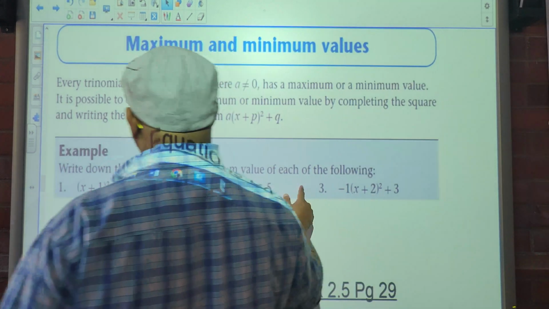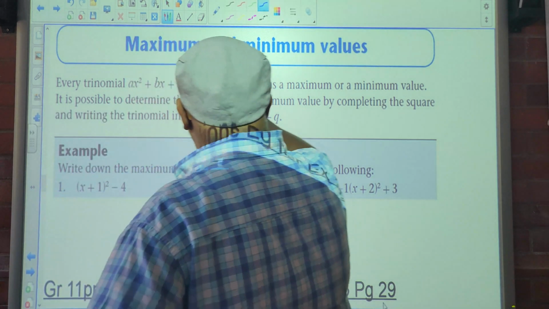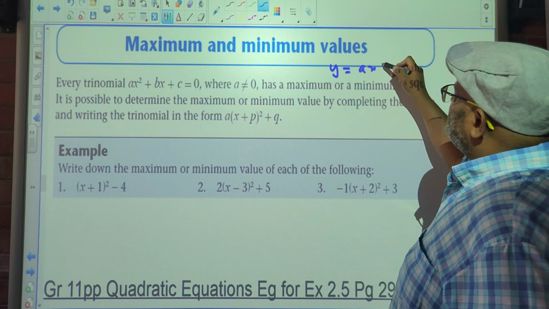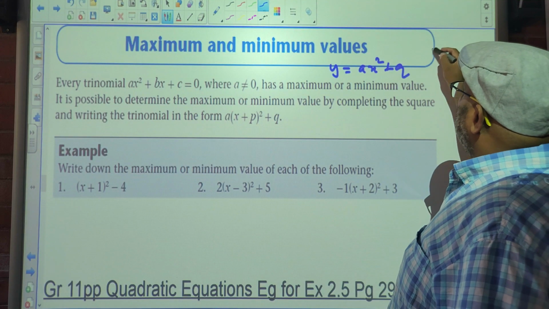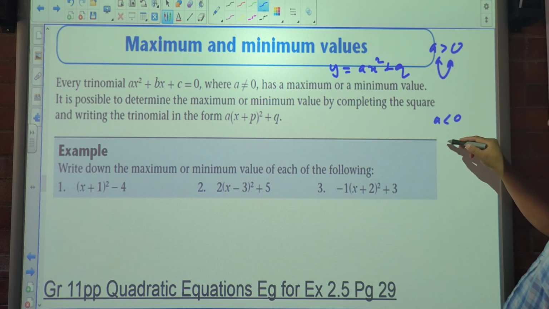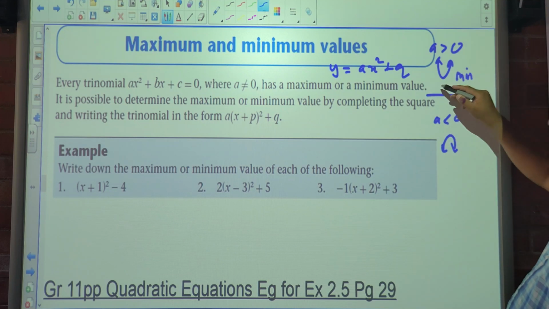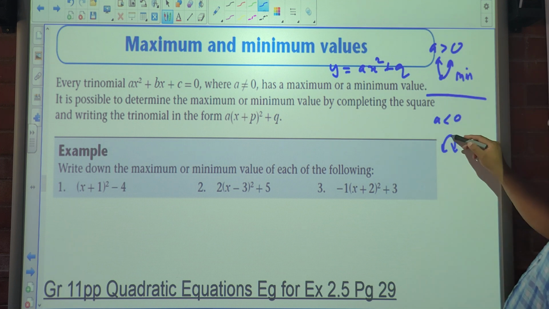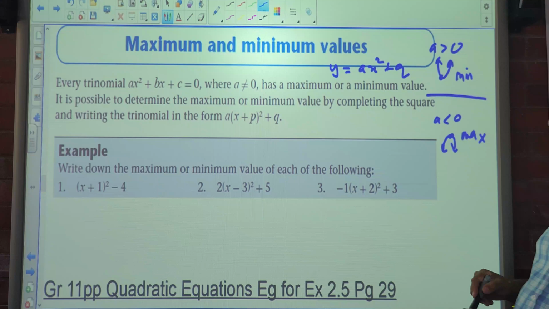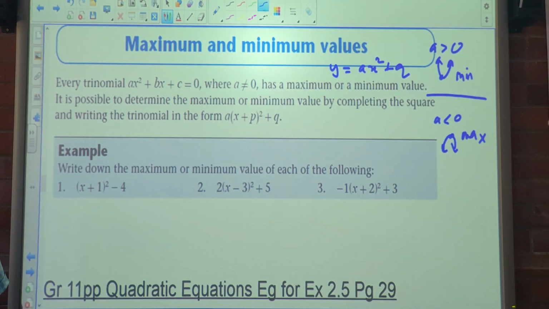Here we are told that every trinomial ax squared plus bx plus c, where a can't be equal to 0, has a maximum or a minimum value. Remember that this is a quadratic graph. Last year we drew the graphs y is equal to ax squared plus q. When a was positive, we said the graph was smiling, and when a was less than 0, we said the graph is sad. This is what we call a minimum turning point or minimum value, while this has a maximum value. And this value was dependent on parameters in that equation.